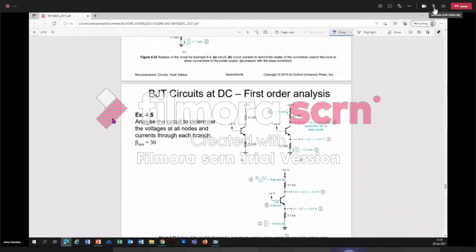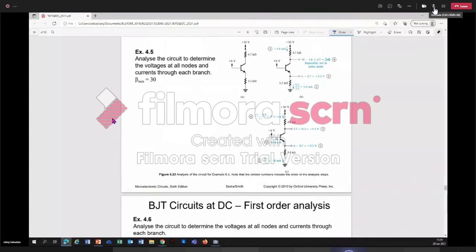BJT circuit at DC. Analyze the circuit to determine the voltage at all nodes and current through each branch. Okay, this problem, I'm not going to work out this one because it is perfectly the same as before. Why? Okay, let's try to work it out, because there is some kind of surprise awaiting you there.